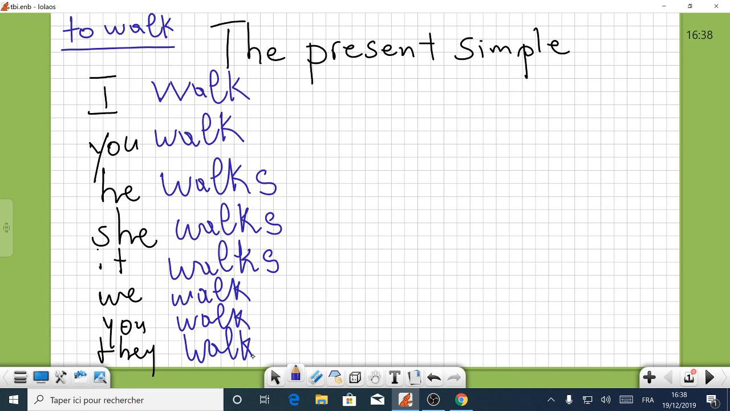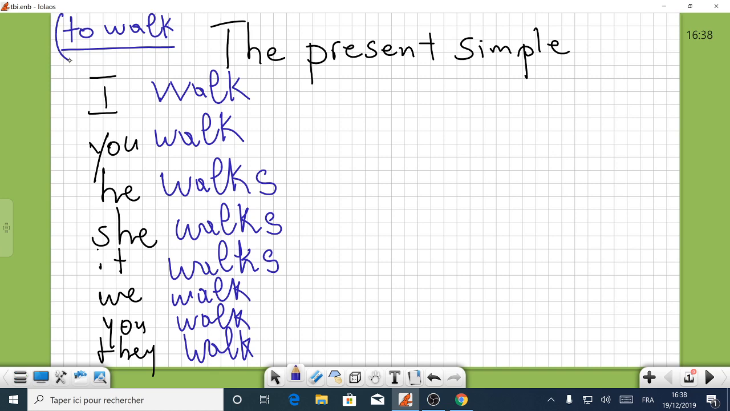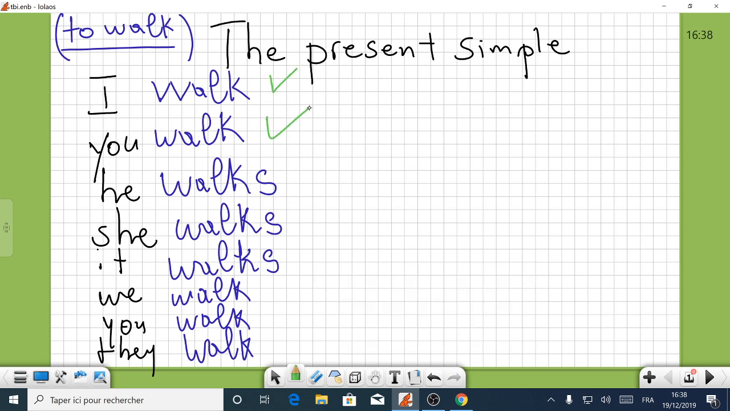So as you can see here, we have the verb to walk. Here it is infinitive. And here it is in the present simple. So as you can see here, we have two forms. We have the first category and the second category. We have the forms I, you, and we have we, you, and they. Of course, this you here is singular and this you is plural. And we have another category which is he and she and it.